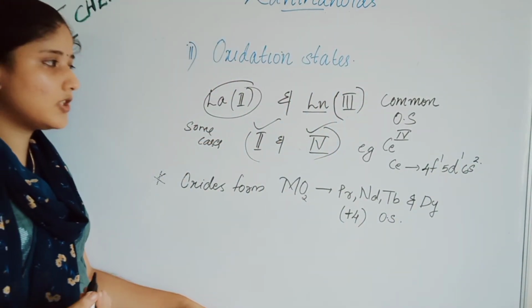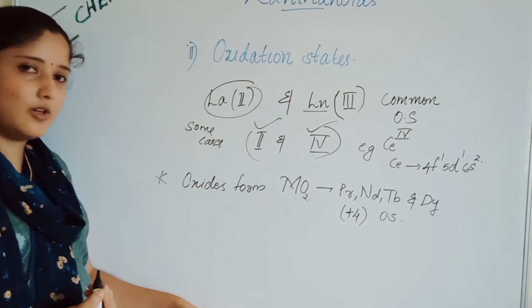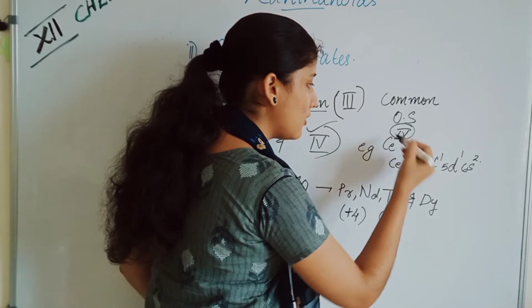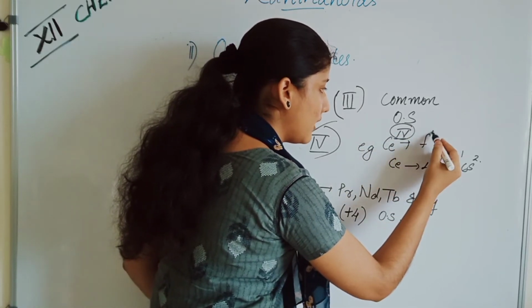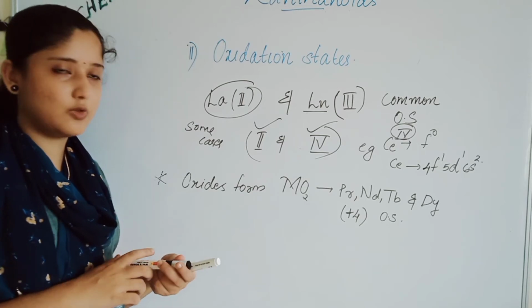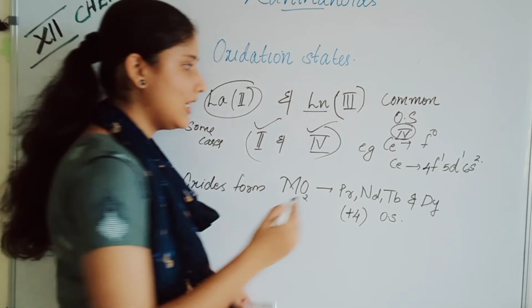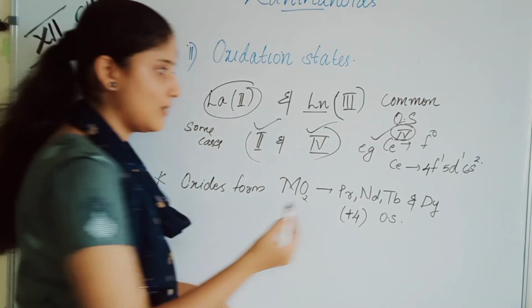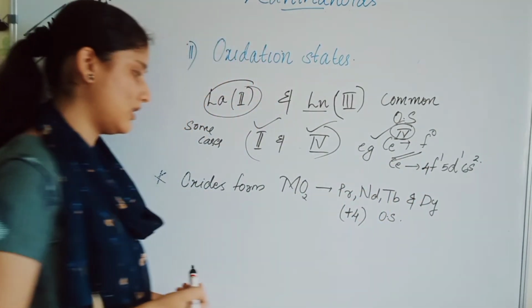This is the configuration of cerium: 4f1 5d1 6s2. There are 4 electrons. When we remove 4 electrons, what will we get? 4f0 configuration. That is the noble gas configuration we will get. Due to the extra stability of the noble gas configuration, cerium exhibits the +4 oxidation state. This is an exception. Cerium with +4 oxidation state.